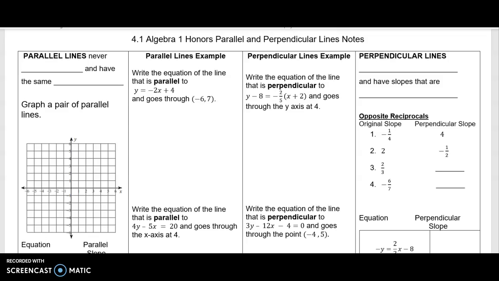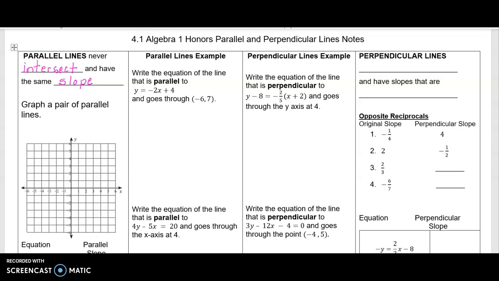Hi guys, we're going to start Unit 4, Section 1 today on parallel and perpendicular lines. Parallel lines never intersect each other, and I'm probably going to pause the video as I write words, or the video will take 20 minutes. So I'm going to pause while I write intersect, and they never intersect because they have the same slope.